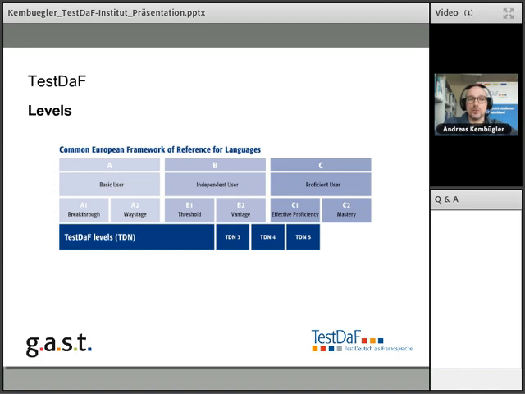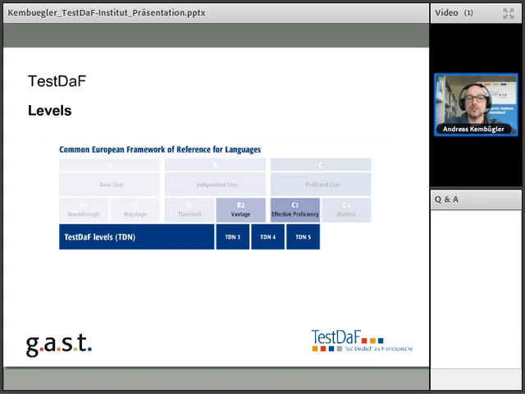After the test, you will get a level in each test part. So you will get the level 3, 4, or 5 in each test part. And those TestDaf levels, TDN, TestDaf Niveaustufen, that means in English TestDaf levels, correspond to B2 and C1 on the Common European Framework of Languages.